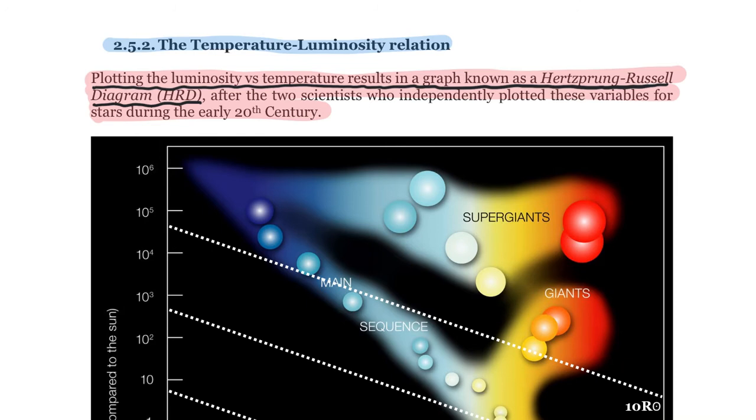So now we come to the temperature-luminosity relation. Now, plotting the luminosity versus temperature results in a graph known as the Hertzsprung-Russell diagram, or an HRD. And this was named after two scientists who independently plotted these variables for stars during the early 20th century.